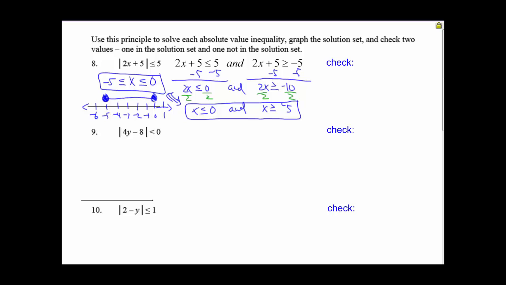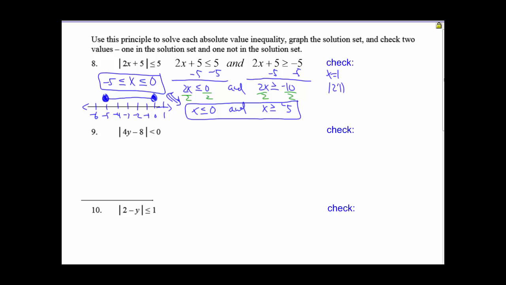So what we're going to do is take one value that's not in the solution set and one value that's in it, and check and see if we are correct. So let's take 1, which is probably going to be easier on the outside, and then we can choose something like negative 2. So for the first check, let's check the 1. So if x equals 1, this should not be true.